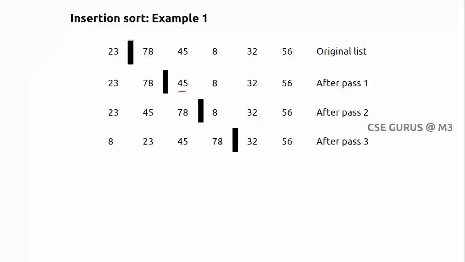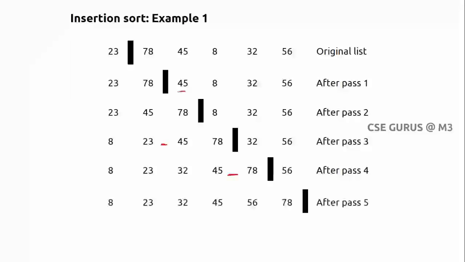Now 32 is checked with 78. Yes, true. 32 is less than 45, yes, true. 32 is less than 23? No. So the position of 32 will be here only, right? So you can see 8, 23, 32, 45, 78. And the last one, 56. 56 is less than 78, true. 56 is less than 45? No. So the position is here. So whenever the condition is false, you stop there. Is that right? So this is what insertion sort is.